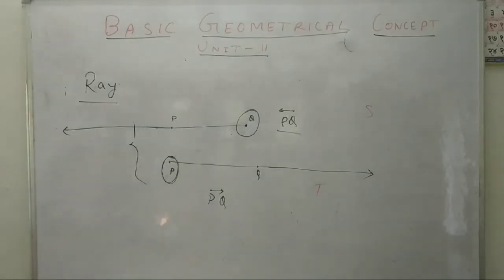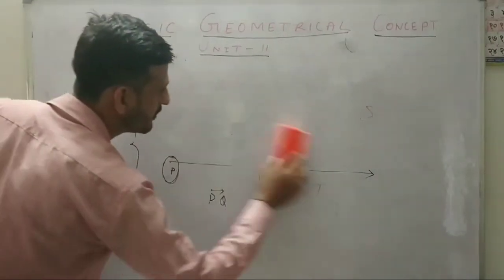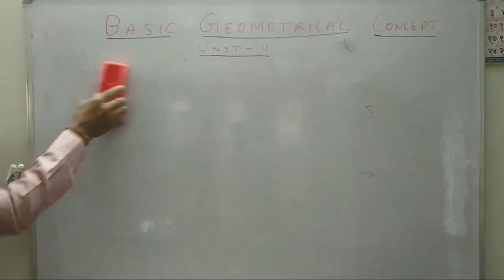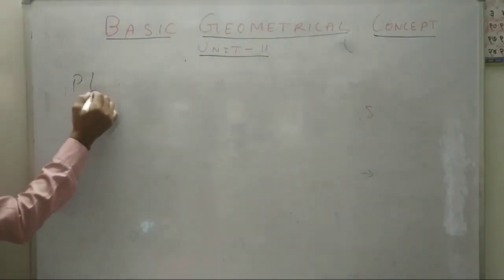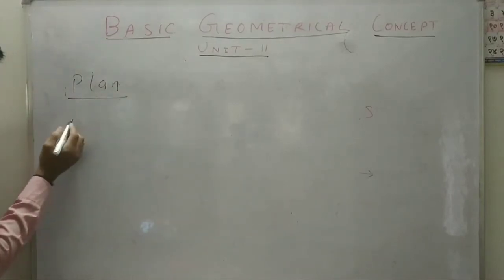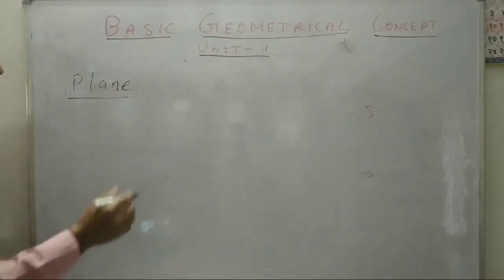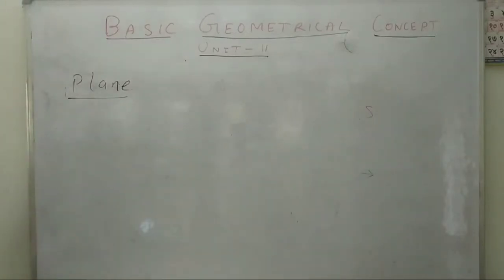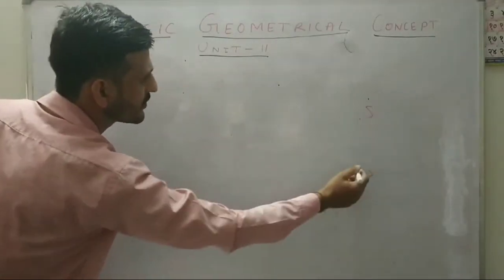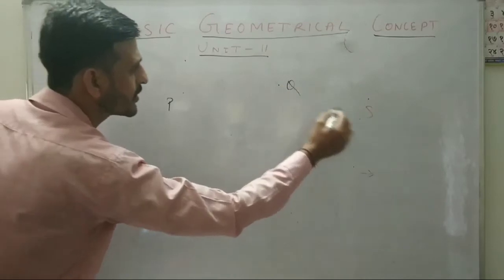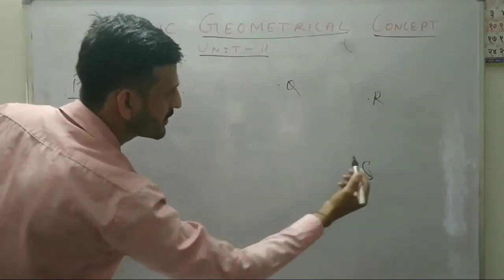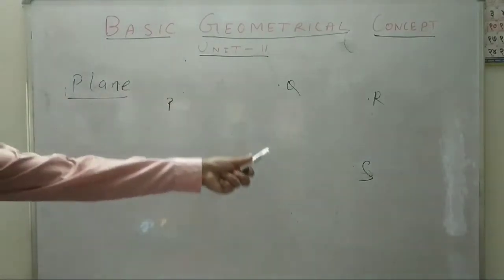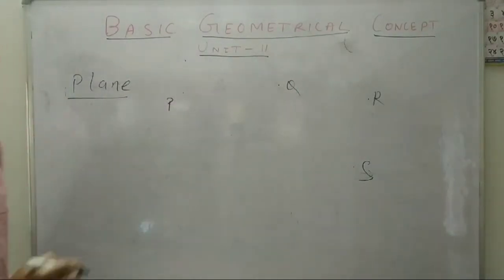So next part is our plane. We are drawing line segment or ray on a smooth surface, is it not? So that smooth surface is known as a plane. See, this is a smooth surface and there are so many points on this smooth surface. See, point P, point Q, point R, point S. So these are the points on this smooth surface, and this smooth surface is known as a plane.